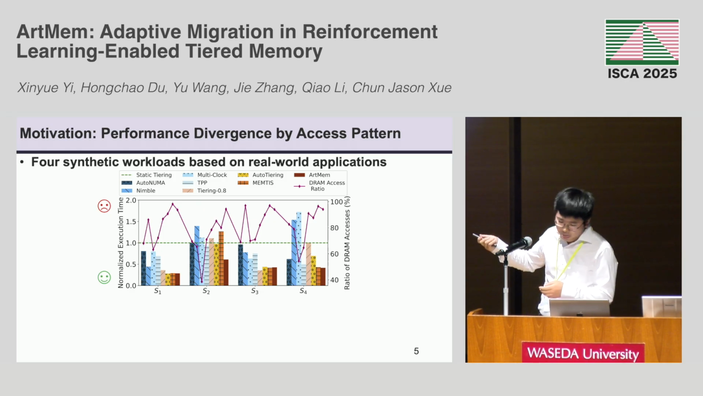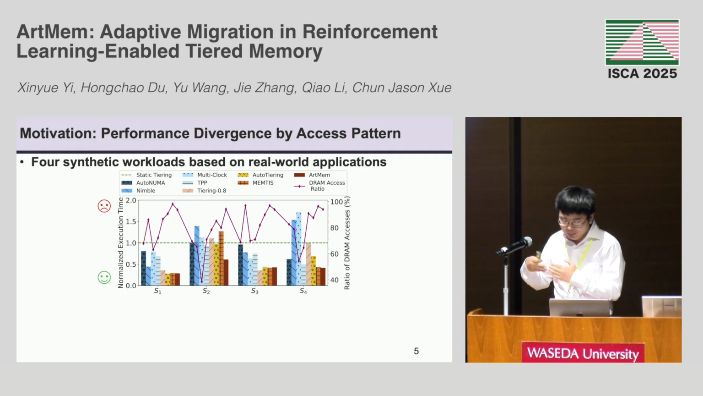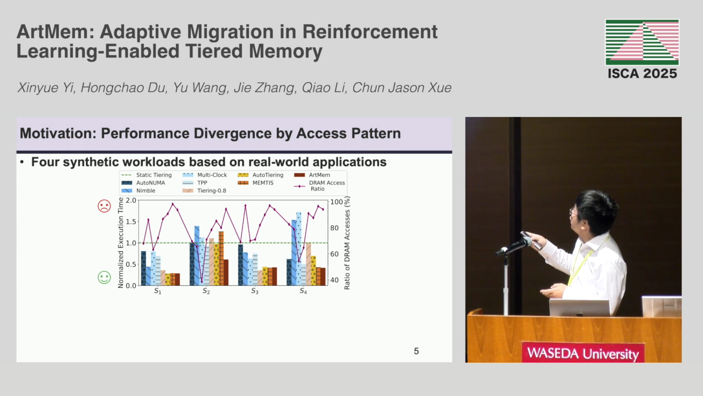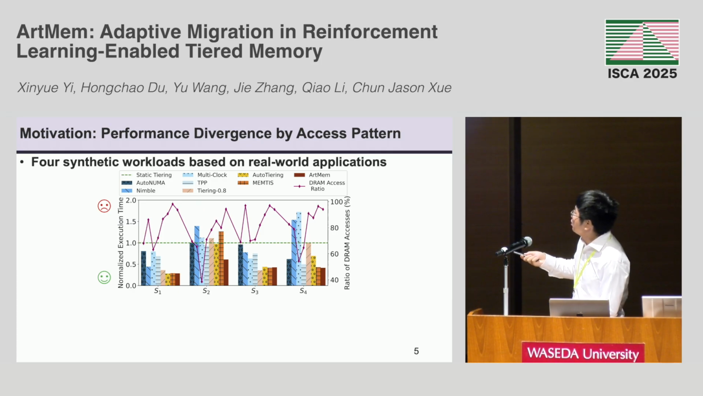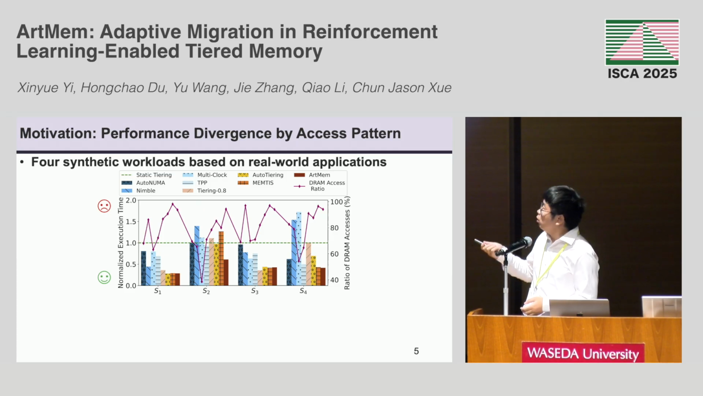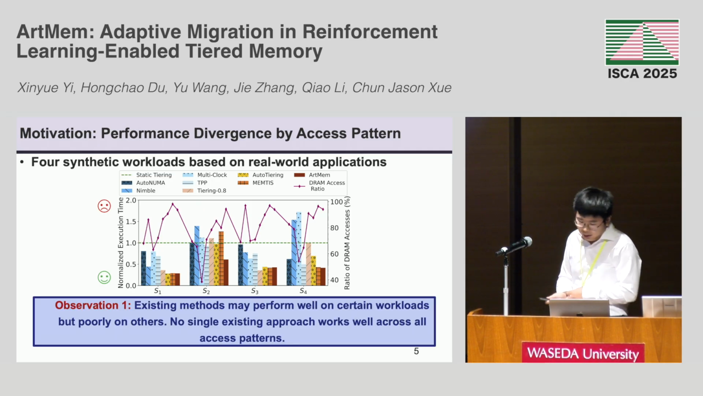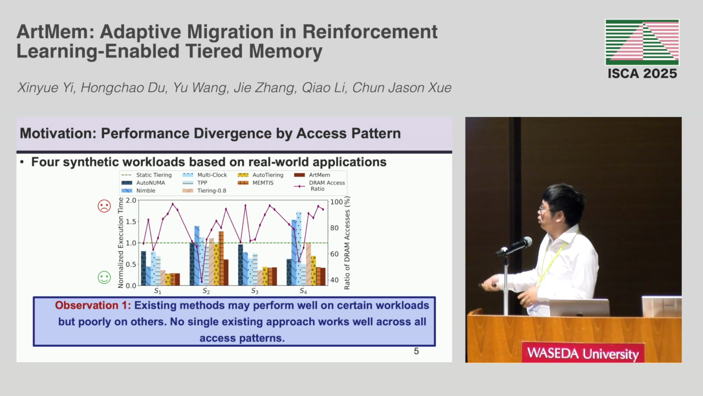The results are quite revealing. Each system performs well on some memory access patterns, but poorly on others. For example, one system excels on S1, and MemTis works better for S1, S3, and S4, but it struggles with S2. Multi-clock fails on S4. This leads to our first key observation. Existing methods may perform well on certain workloads, but poorly on others, and no single existing approach works well across all access patterns.